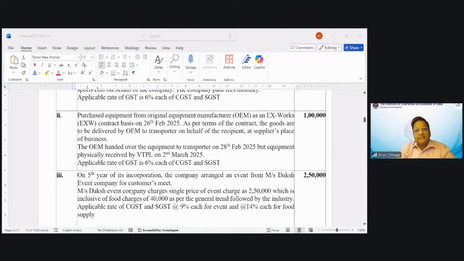The purchase equipment on ex-work basis contract on 26 Feb. As per the terms of the contract, the goods to be delivered by OEM to the transporter on behalf of the recipient at supplier place. OEM hand over the equipment to the transporter on this date, but the equipment were physically received on this date. Tell me whether ITC would be available in the Feb or ITC would be available in the March.